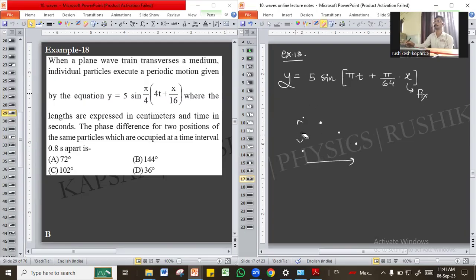If you fix the particle, phase changes. If you fix the time, phase changes. So phase can change both with time and position. The phase difference for two positions of the same particle. Okay, you have fixed the particle.